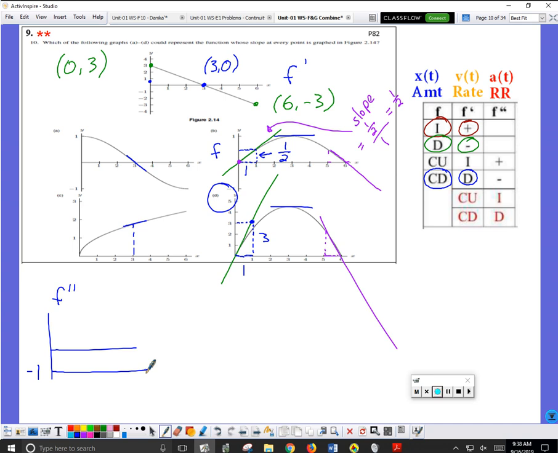So this is the graph of f double prime. Just a bunch of points. Again, don't think of them as lines and curves. Think of them as points. Every one of these y-coordinates is -1, because every one of these slopes is -1.